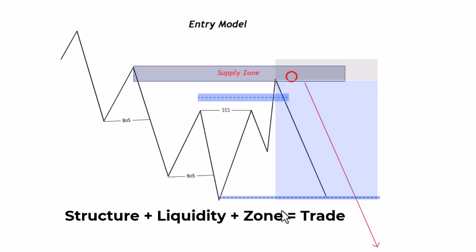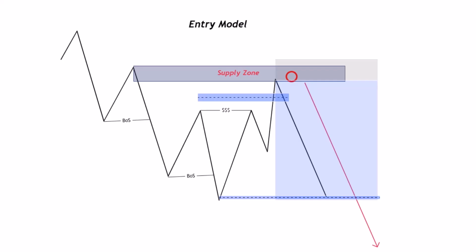This is the formula. This is a repeatable process. Structure tells you the direction. Liquidity tells you where the market will go first. Zones tell you where to enter once liquidity is swept. That's how they work together. That's how you turn analysis into profit.